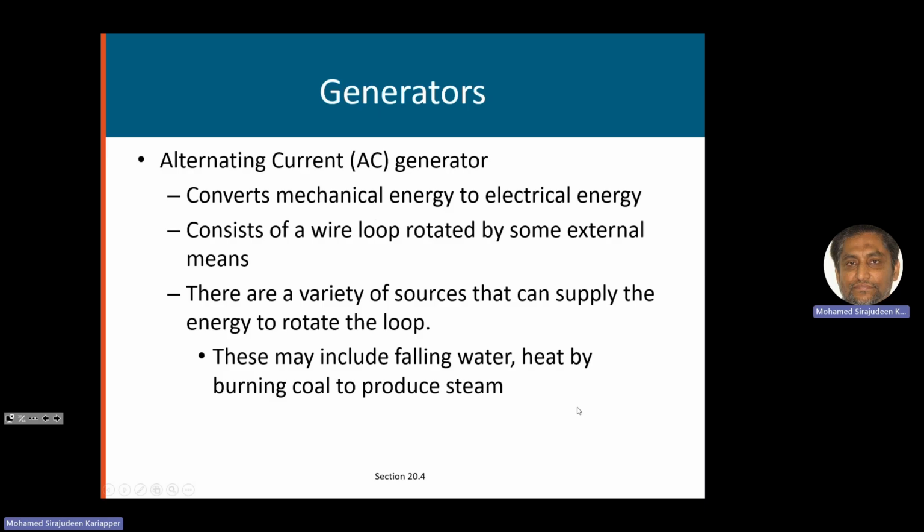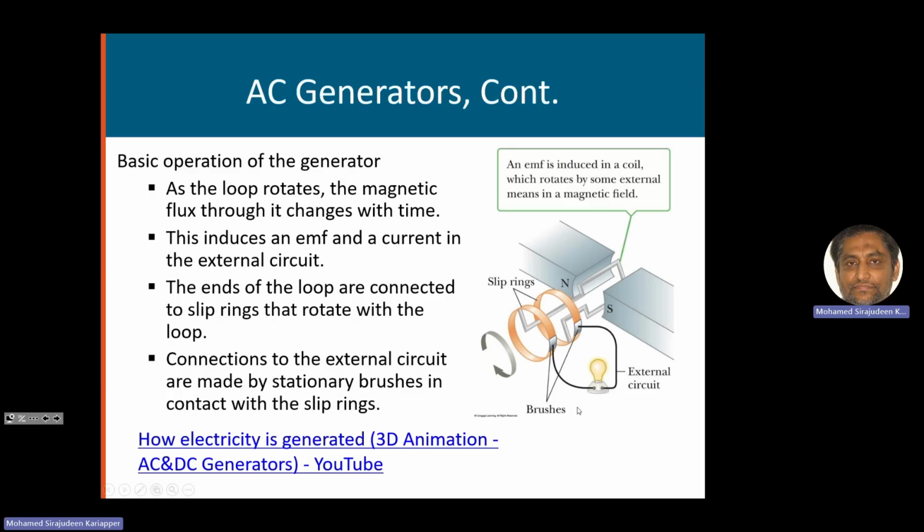Anything can be used to heat the water to make steam. The steam can turn the turbine. So the fuel source is the coal or the petrol or whatever gas. It can be anything. Good. So this is how the AC generator works.